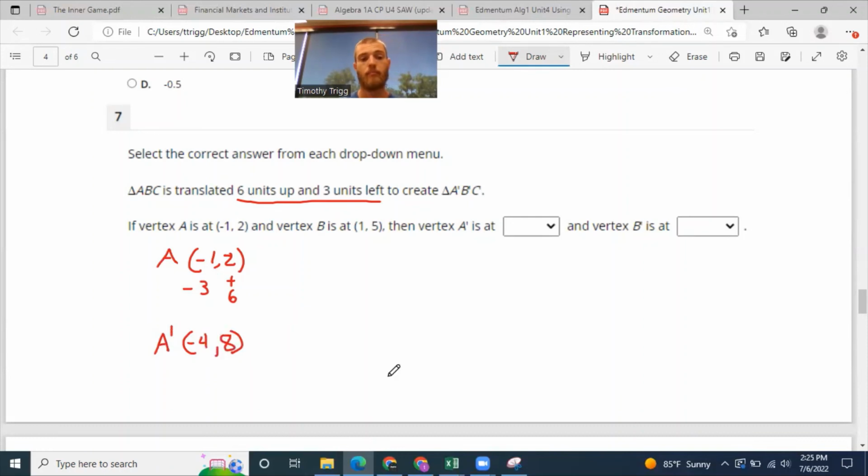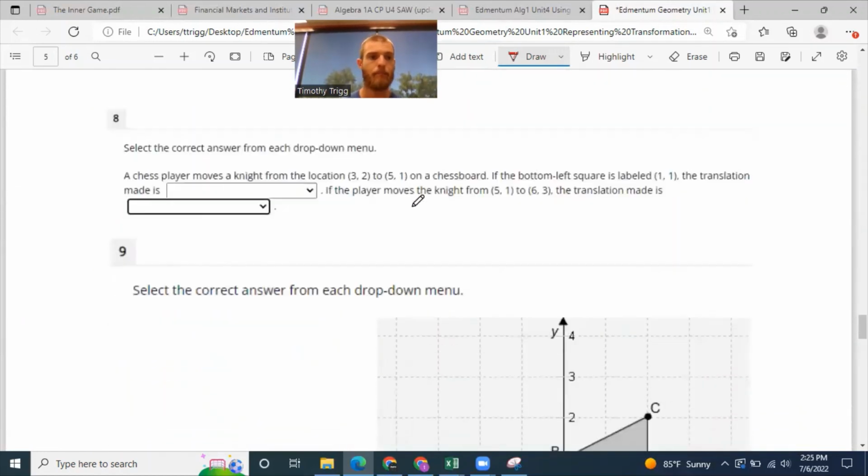8. All right. Now, B to B prime does the same thing. So subtract 3 to move left 3, and then add 6 to go up 6. All right. Figure out B prime.